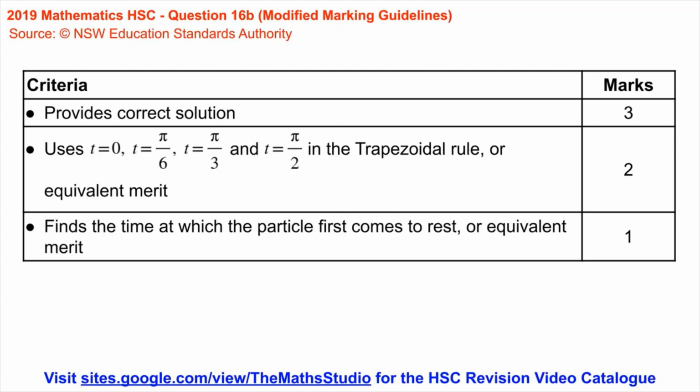The following are the modified marking guidelines for question 16b. For 1 mark, we have finds the time at which the particle first comes to rest, or equivalent merit. For 2 marks, we have uses t equals 0, t equals pi over 6, t equals pi over 3, and t equals pi over 2 in the trapezoidal rule, or equivalent merit. And for 3 marks, we have provides correct solution.